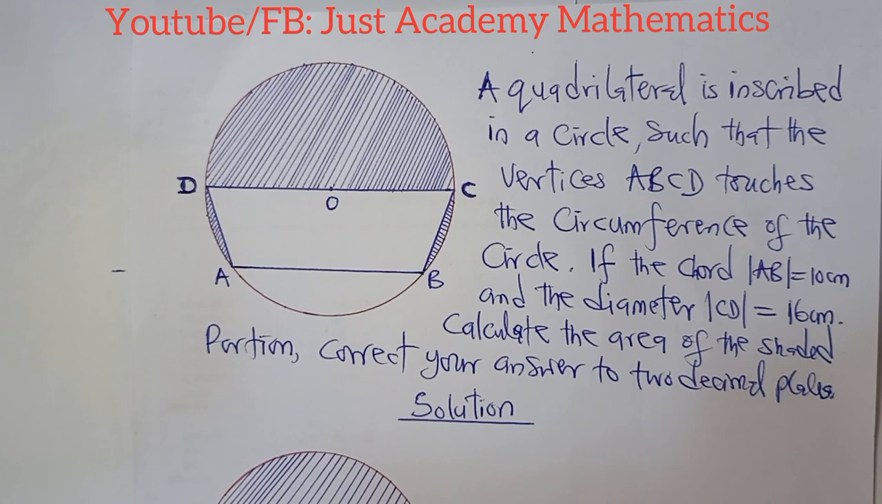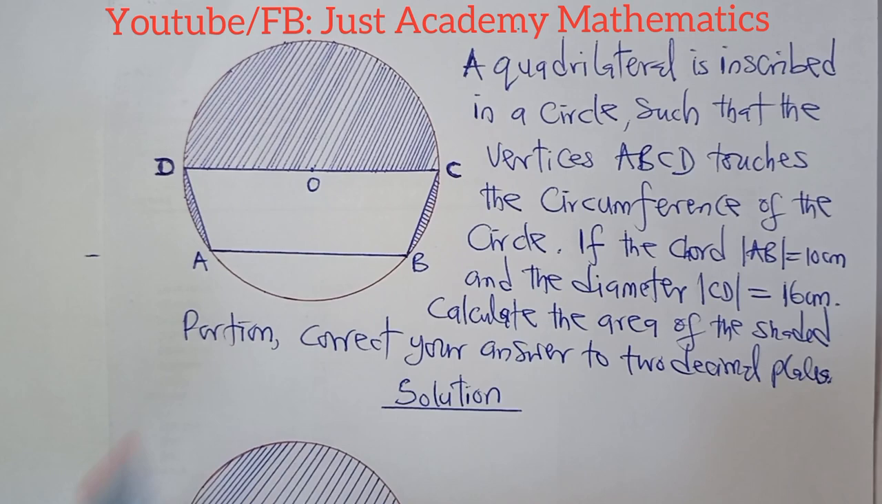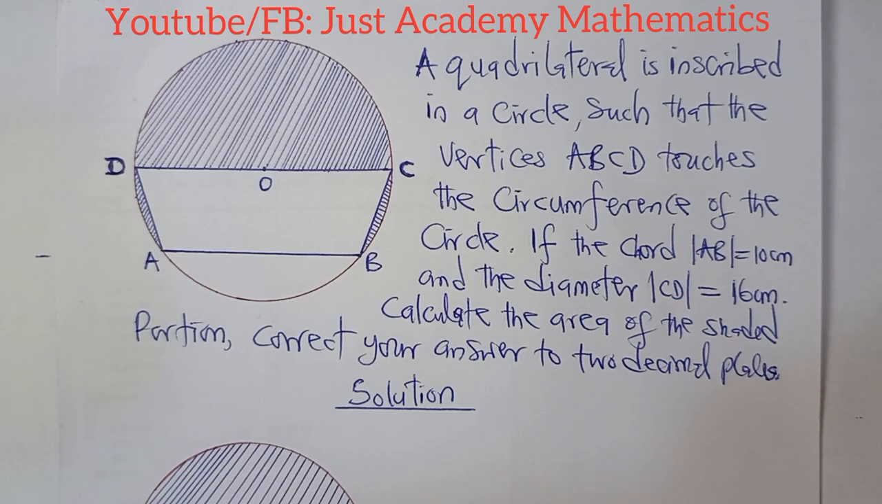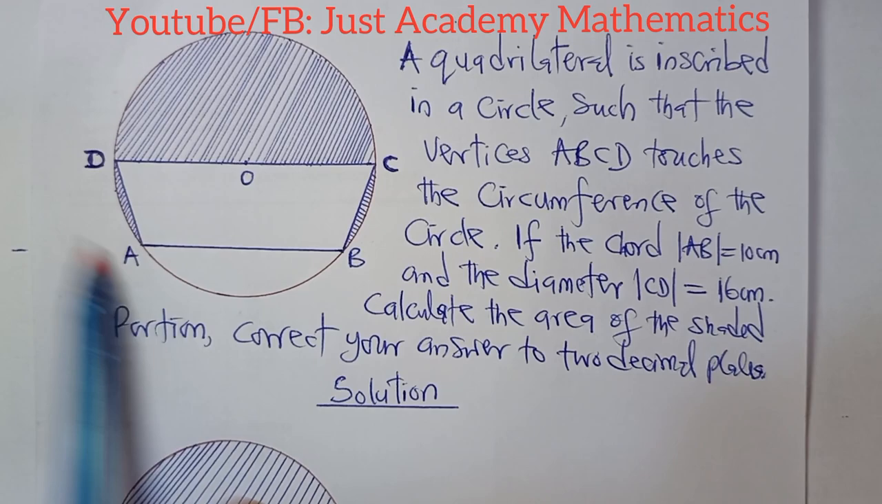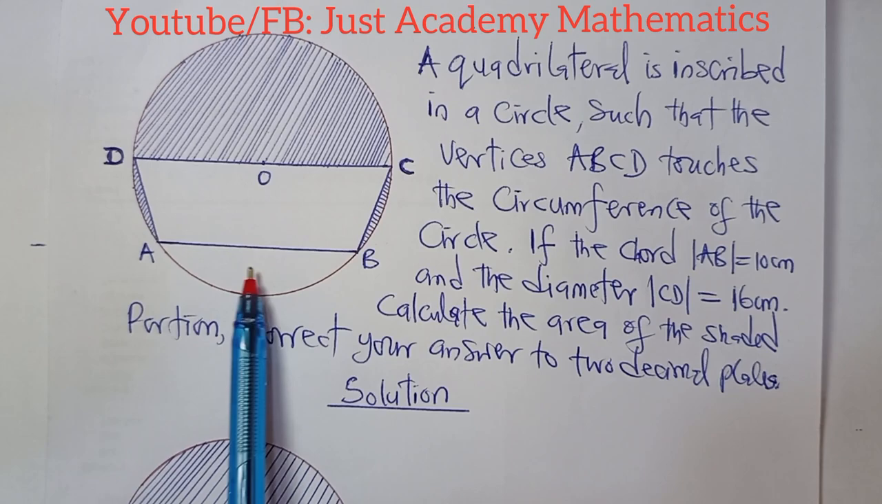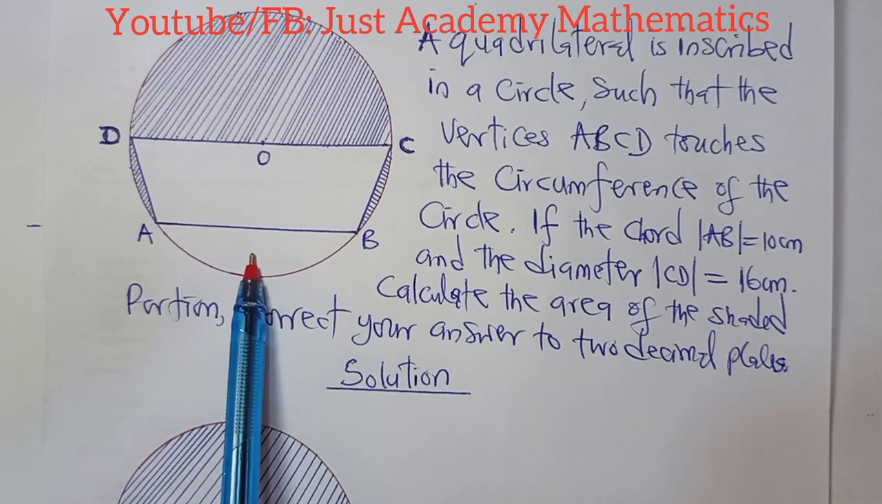Okay, let's go. In this question, when looking at this diagram, you can see the shaded portion. There are at least two possible ways that we can tackle this question. The first way we can get the area of the shaded portion is the area of the whole circle minus the area of this trapezium. ABCD is a trapezium. Area of this circle minus area of this trapezium, then minus the area of this segment. This segment here. So area of the circle minus area of the trapezium minus area of the segment, that is one way.